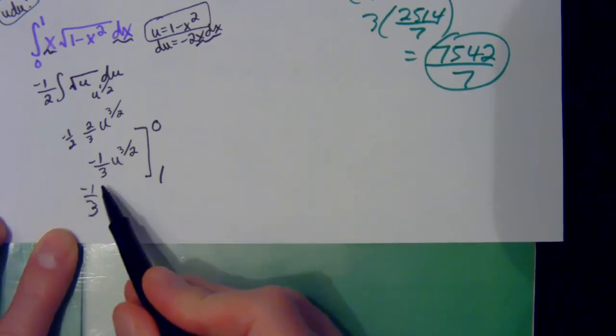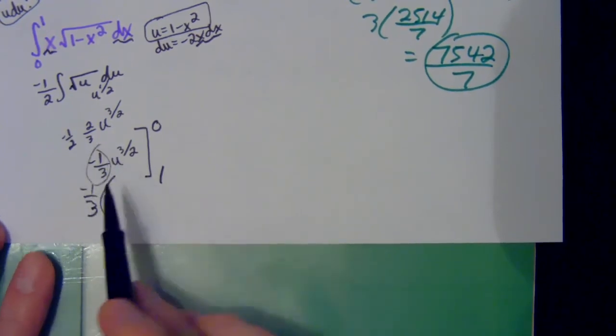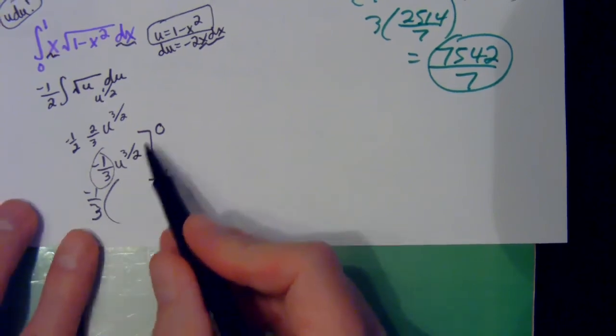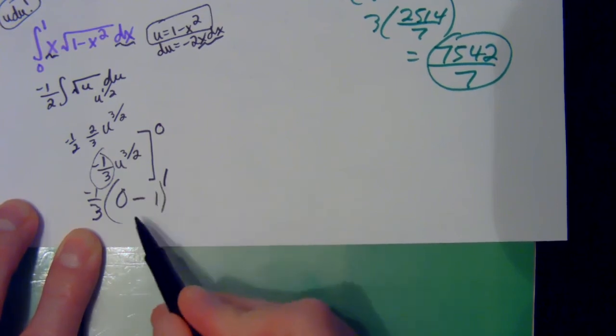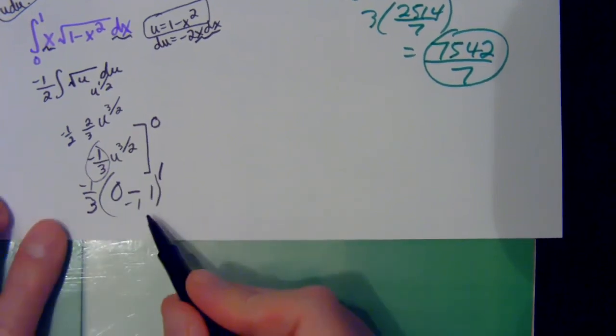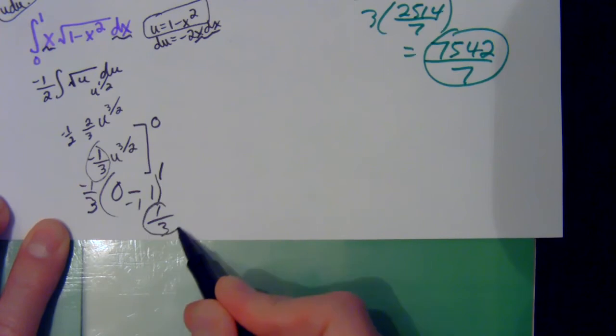But see, those are your u's now, and now you could do your fundamental theorem of calculus. So I'm always going to take that negative 1/3. If it's a constant, I always just like to pull it out in front, and then you're going to go 0 to the 3/2 is 0, minus 1 to the 3/2 is 1. That's going to be negative 1 times negative 1/3, gives us a positive 1/3 for the answer right there.